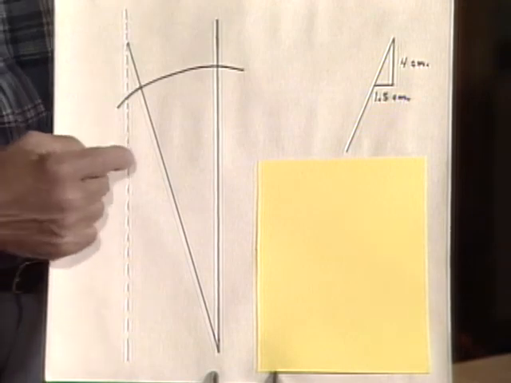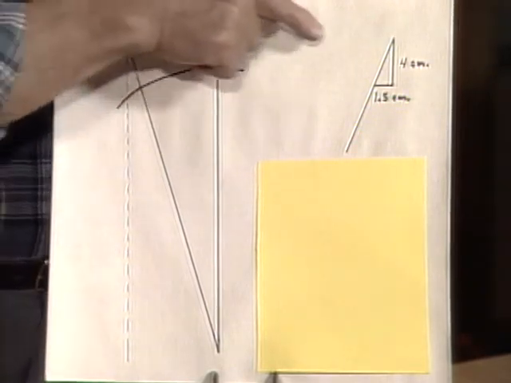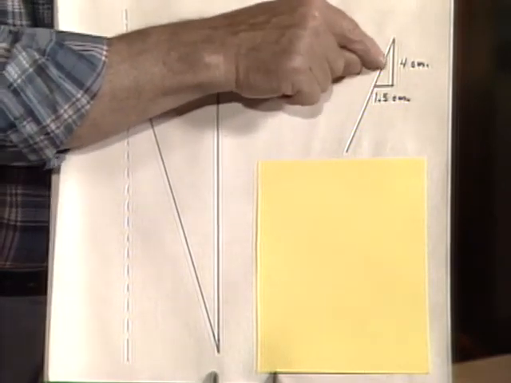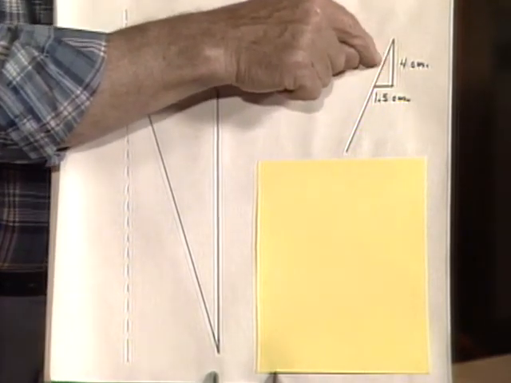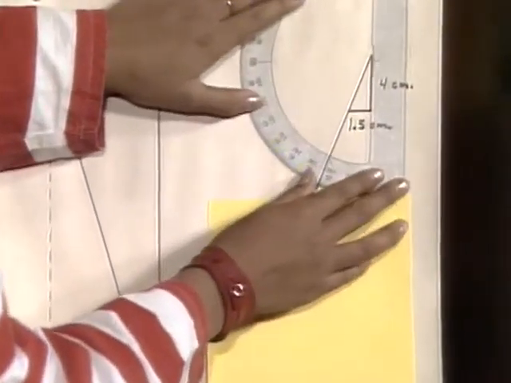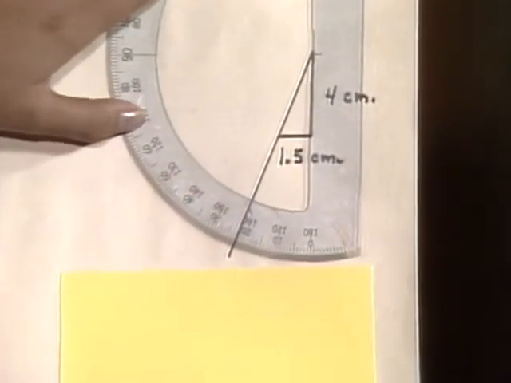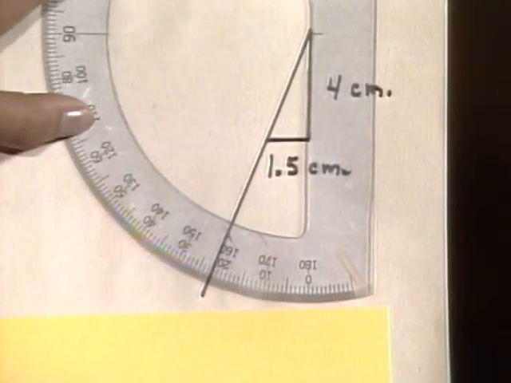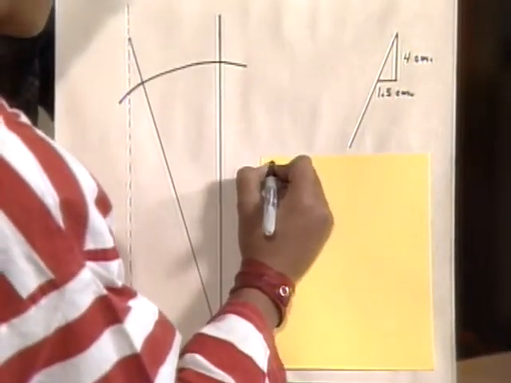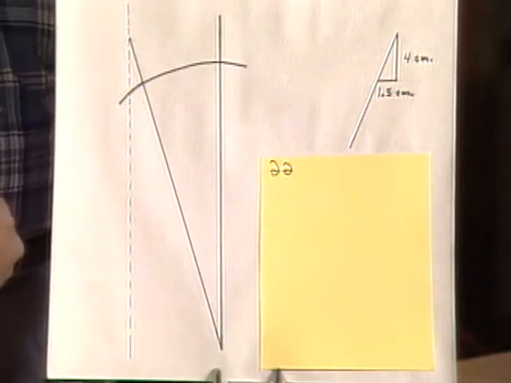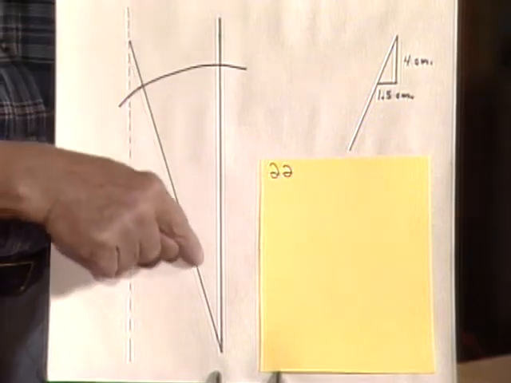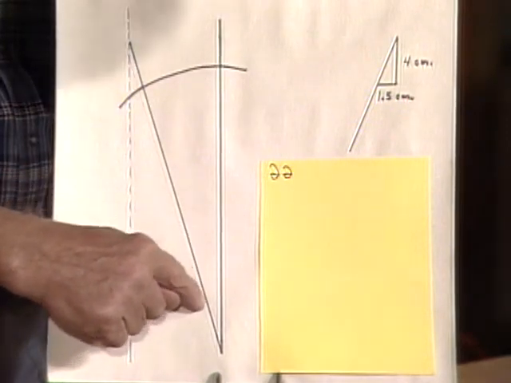Well, what we have to do is move this section over here. There's the length of the straw, and there's the length of the shadow. What we want you to do is to measure that angle right there. There's the protractor. Carefully now. What is it? 22 degrees. Okay, write 22 down here on the top of your yellow rectangle. Now, notice that we just measured that angle, and that's the same as this angle down here.